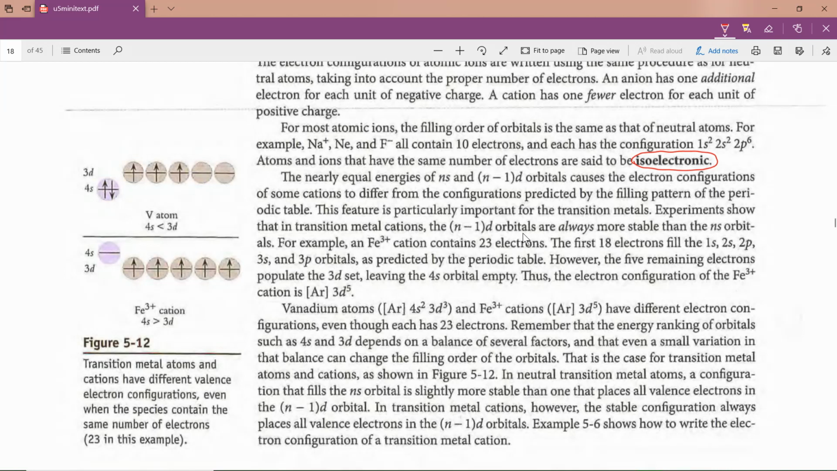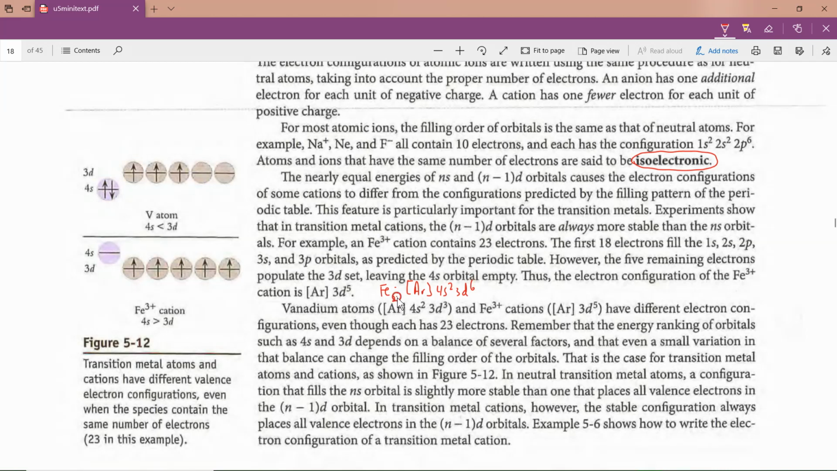Now, for the transition metal cations, experiments show that the d orbitals are always more stable than the s orbitals. So you kick out the s electrons first. So Fe3+ contains 23 electrons. So let's write it in. Well, let's write iron itself. Iron is going to have 26 electrons. So iron is going to be argon, plus 8 more. Iron is in the 4th row. So argon 4s2 3d6. So that's 8. Is that right? 8? Yeah, 26.